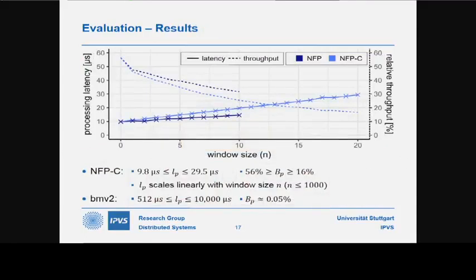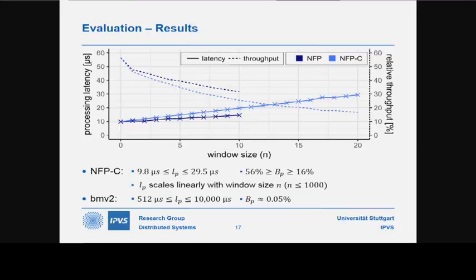Now here are the results. You can see we have evaluated NFP, this is the pure P4 implementation on a Netronome SmartNIC, as well as NFPC, and here we use the C sandbox of NFP for the window operations basically. And you will notice that this is necessary, otherwise we cannot go over window sizes of 10 with the pure P4 implementation. If we want to have larger windows, we have to use the C construct.